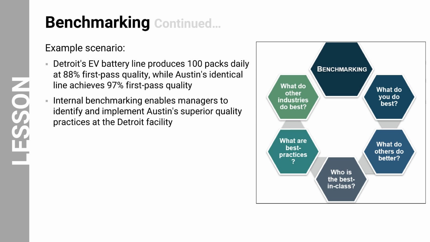With this information, managers from both locations can meet to discuss how and why the Austin line achieves higher quality rates and implement appropriate improvements at the Detroit facility. Benchmarking products and processes can help determine and drive the quality goals of the company.